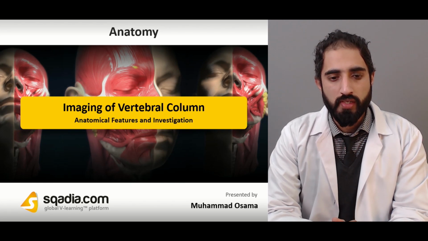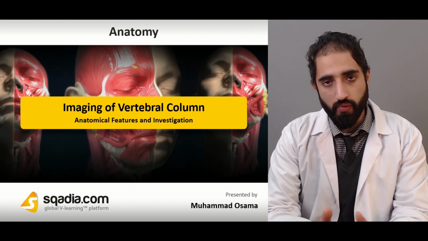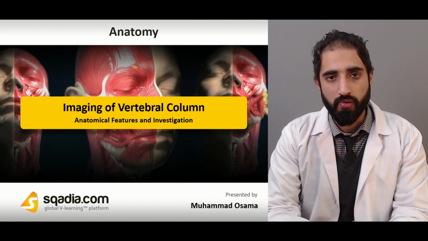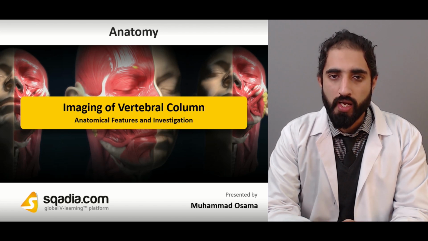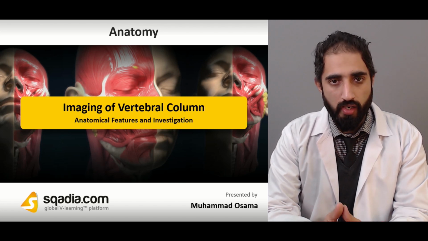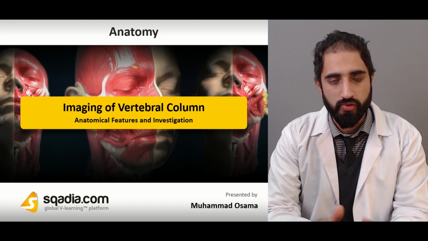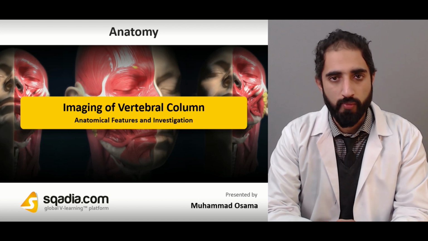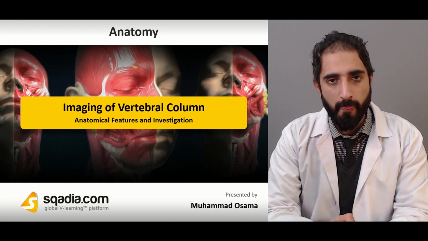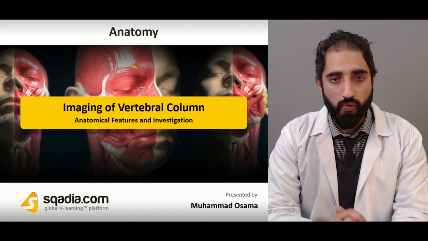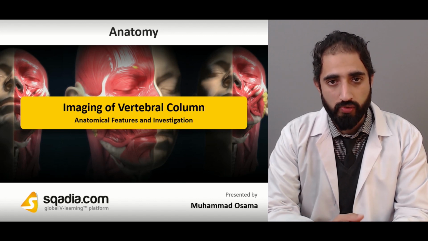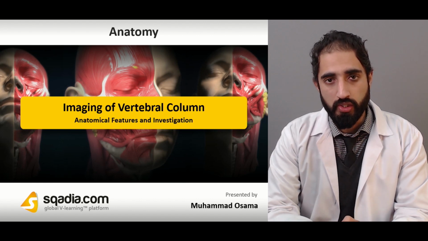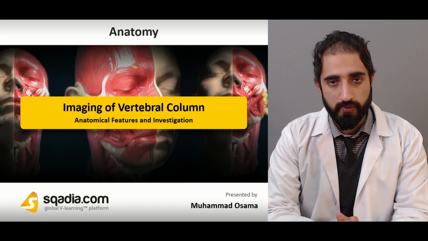In order to understand the imaging of the vertebral column, first of all, it is very important for us to understand the normal anatomy of the vertebral column. So we're going to take a look at the structures and the landmarks in a brief way and identify the structures that we need to observe on a normal radiograph, and thus we can move on to abnormal findings on the radiograph as well. Keep in mind that this lecture is focused on the anatomy and how that is observed on the radiograph, and we are not talking about looking for conditions or diseases or abnormalities.